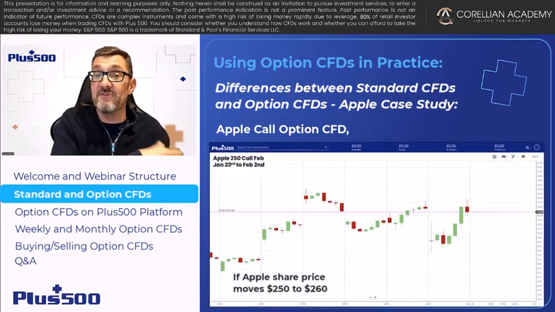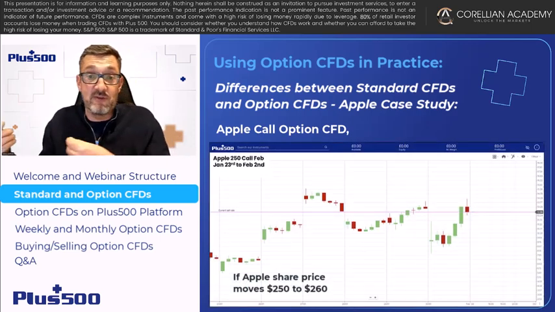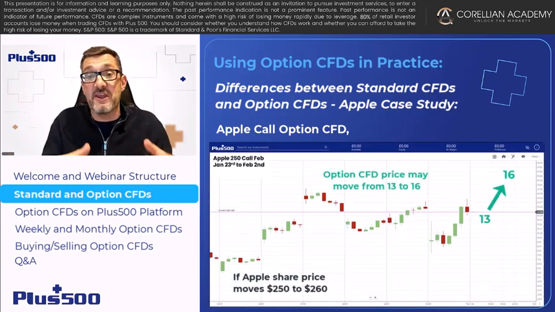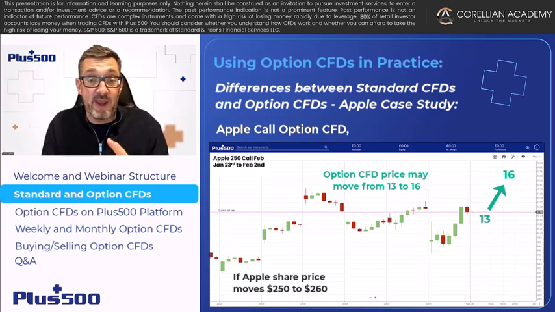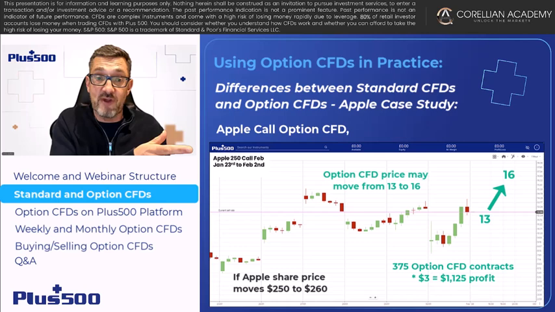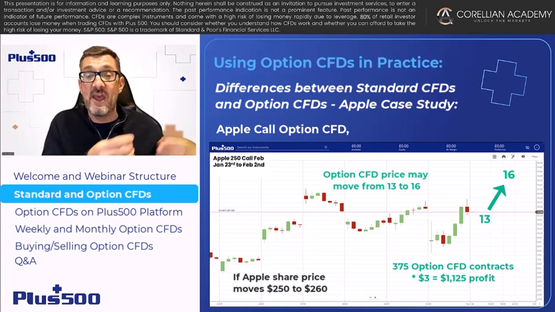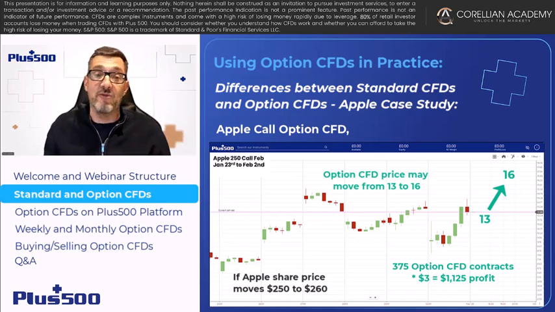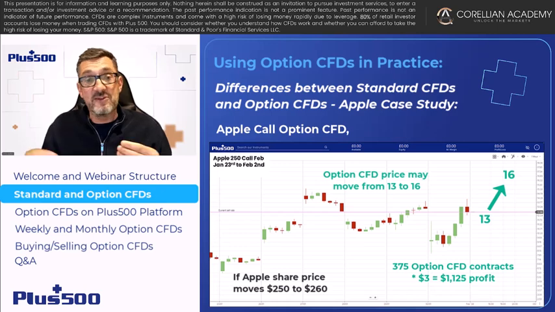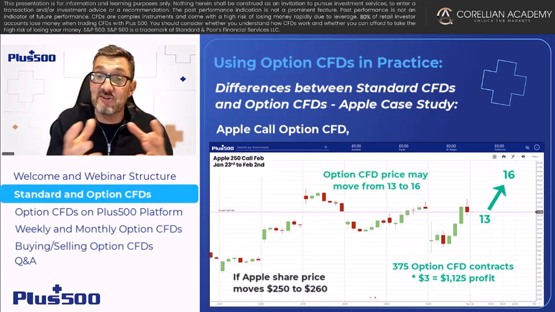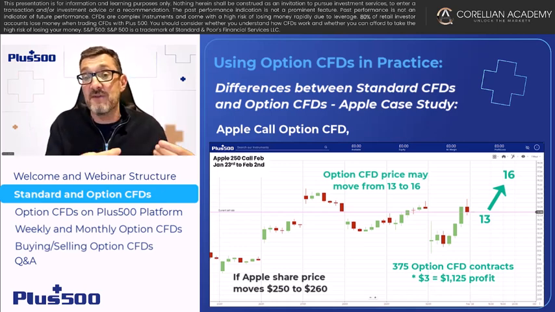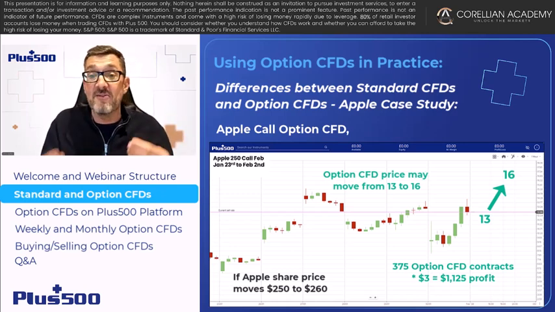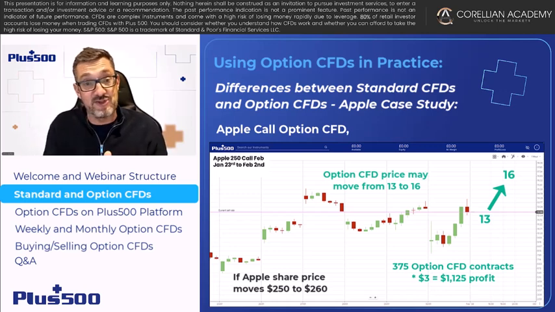If the Apple price rises from $250 to $260, the option CFD might increase by around 3 points. Here's the P&L. 375 contracts times a $3 increase equals a profit of $1,125. So compared with the standard CFD's $200 gain, the option CFD delivers a much larger return on the same margin. This is because every tick in the options premium is multiplied across a much bigger position.